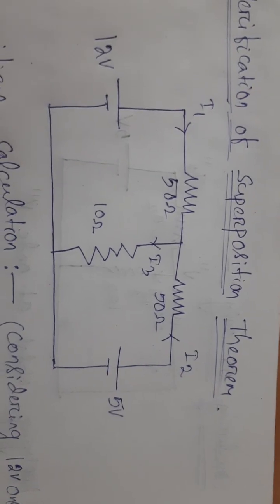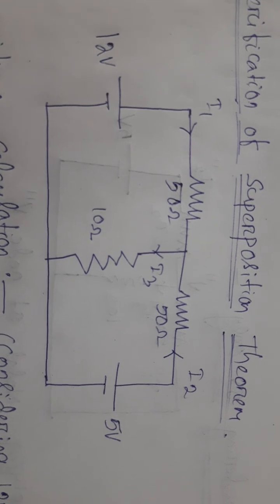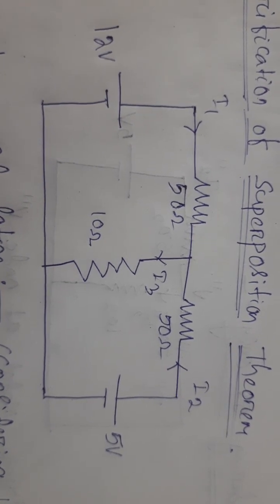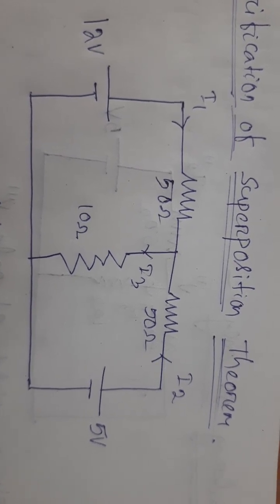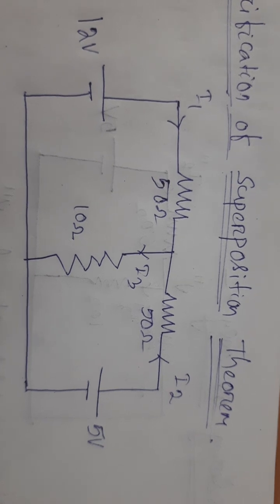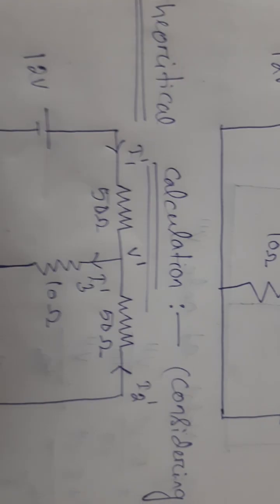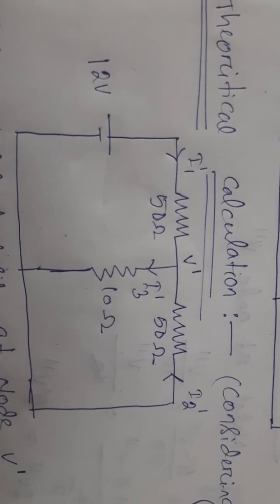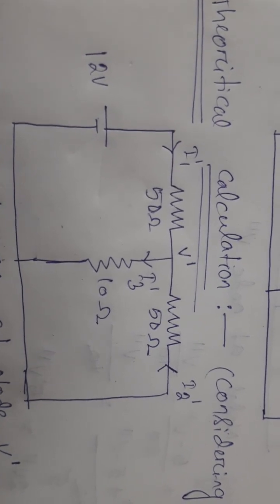So here we are considering a T network having a 12 volt source and a 5 volt source. As the superposition theorem suggests, the 12 volt source can be activated and the 5 volt source can be deactivated. So we are first considering the 12 volt source. This is the circuit diagram while considering the 12 volt source and deactivating the 5 volt source.